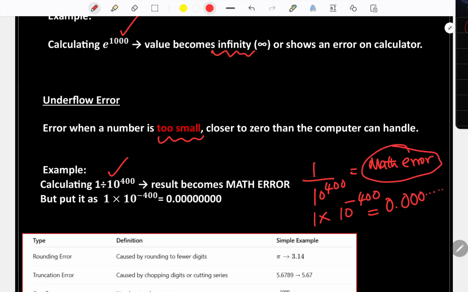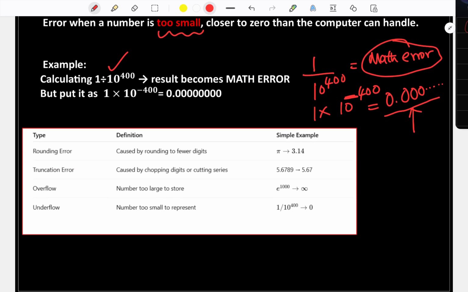It cannot give you the answer. But when you reduce the numbers, it gives some value 0.000. So the number is too small, and the error is also too small. So that's called an underflow error.